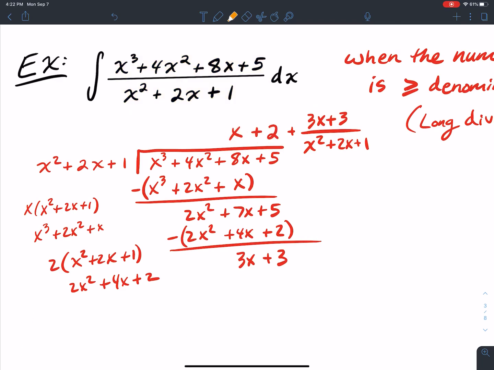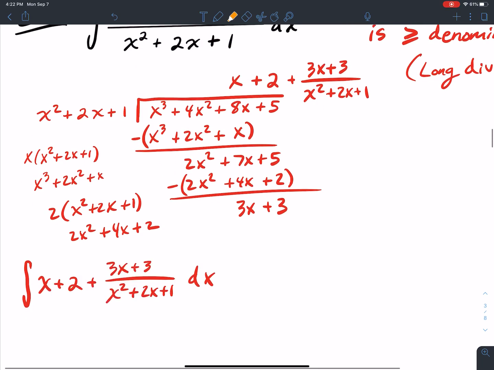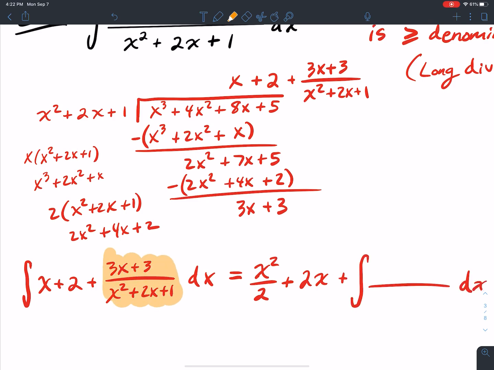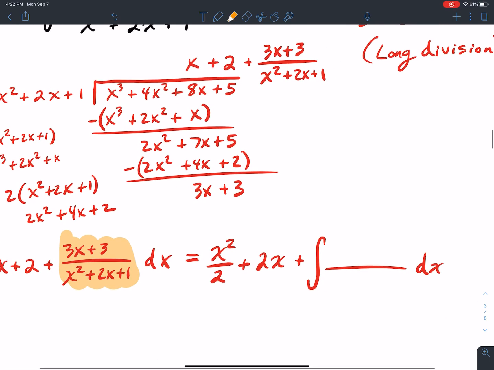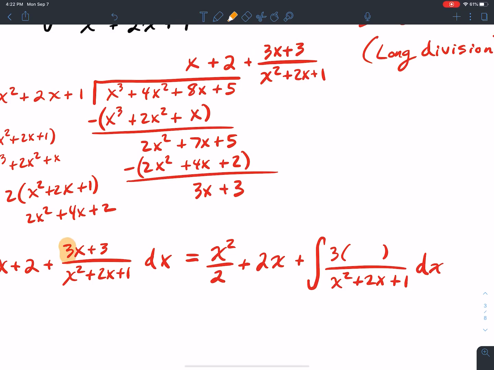Now, why is that helpful to us? Well, I know how to integrate x and I know how to integrate 2. It's this last bad boy right here that I might have a little bit of trouble with, but let's just take it one piece at a time. x squared divided by 2, and then the integral of 2 is 2x. And now I need to integrate this last piece, so I'm just going to rewrite it. I'm going to factor the numerator. I'm going to pull a 3 out of each of those terms, so that leaves me with an x plus 1.